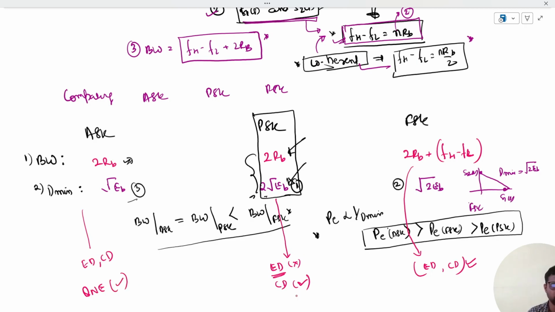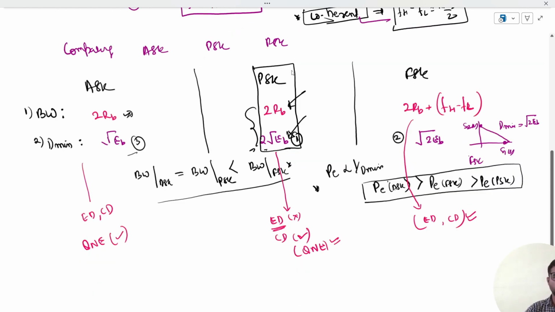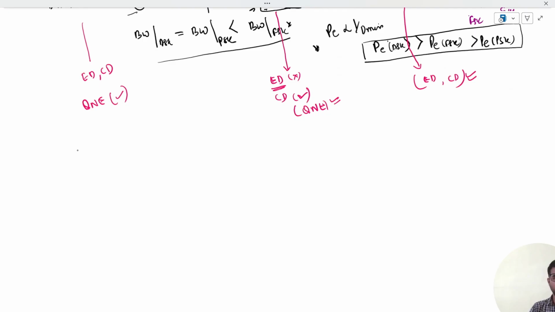That is, QNE is possible here. We have seen what is QNE. QNE is also possible here. We have seen this also. So this is what we have with respect to the binary signaling. This is all with respect to the binary signaling.